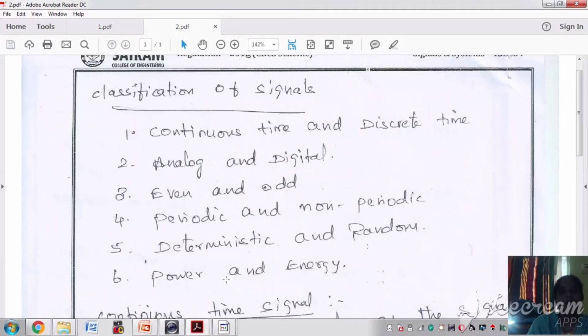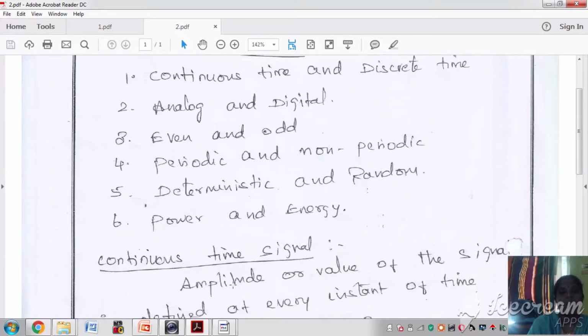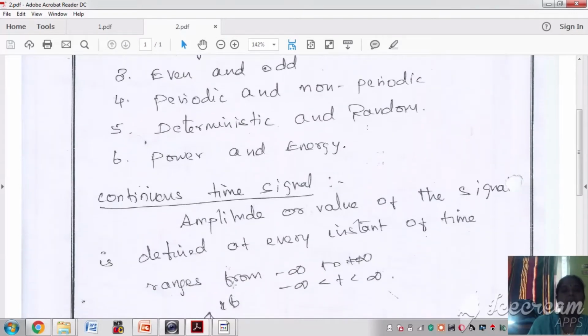So here the signals are classified into continuous time and discrete time signals, analog signal and digital signal, even signal, odd signal, periodic signal and non-periodic signal, deterministic signal, random signal, power signal and energy signal. We will see the definitions one by one. First we will see the definition for the continuous time signal.